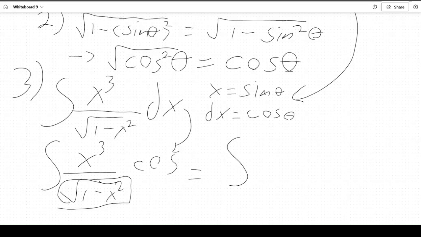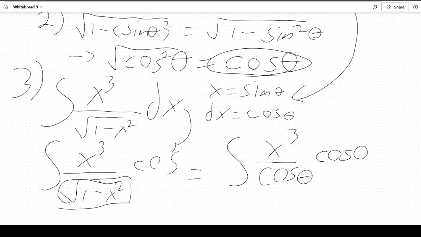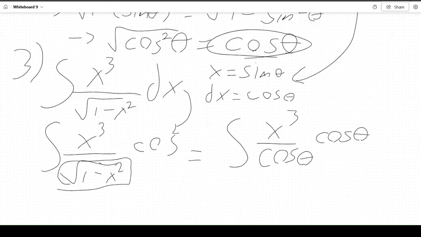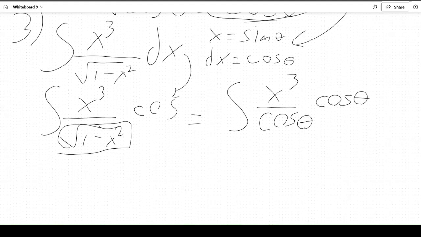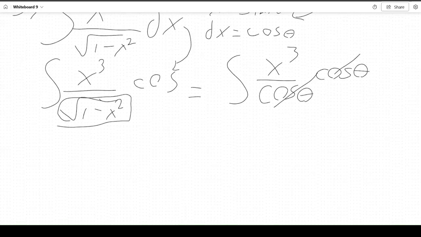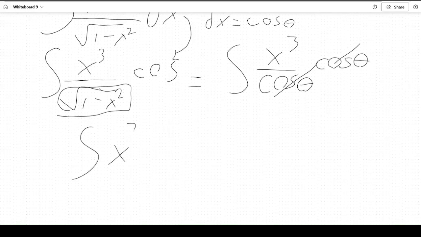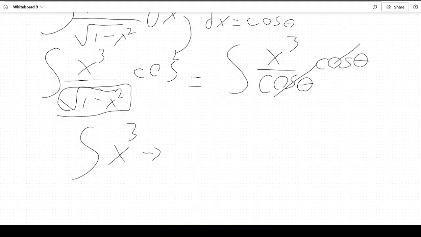Plug in the new values which we got from over here. So this would be x to the power 3 over cosine theta, and dx would be cosine theta, since we got the derivative of sine. And as you can see here, we could cancel these out, and we were left with x to the power 3. And we know that x is equal to sine, so it will be sine to the power of 3 theta.